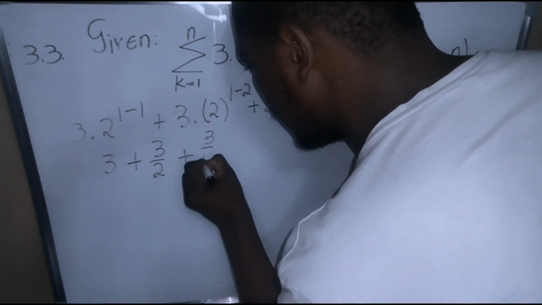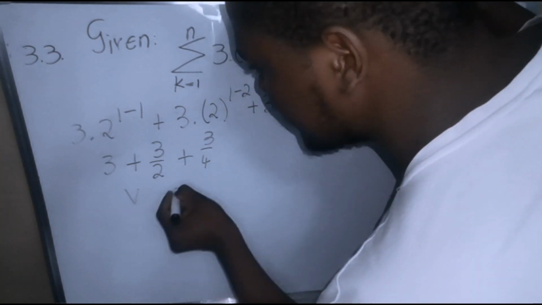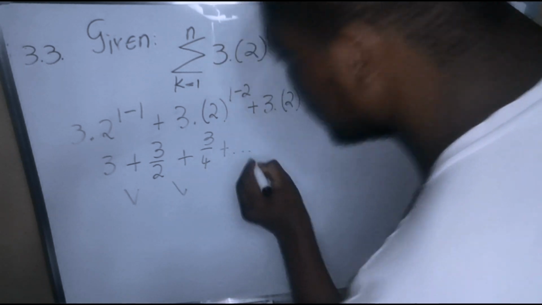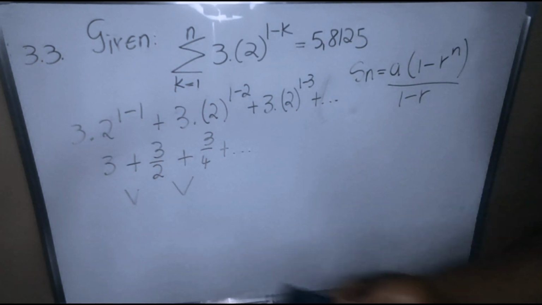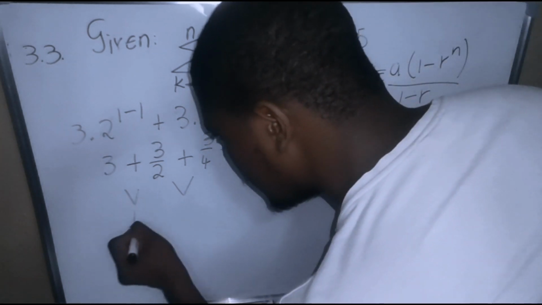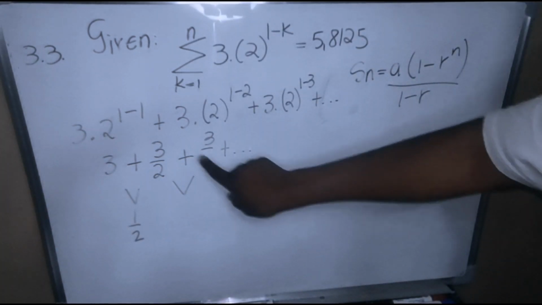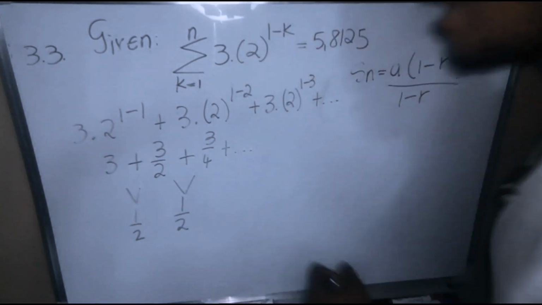Now, for us to find the value of r, or the constant ratio, we are going to divide term number 2 by term number 1 and term number 3 by term number 2. You do this in a geometric series. 3 over 2 divided by 3 gives me a half. And 3 over 4 divided by 3 over 2 gives you 1 over 2. This is our r. This is the value of r.